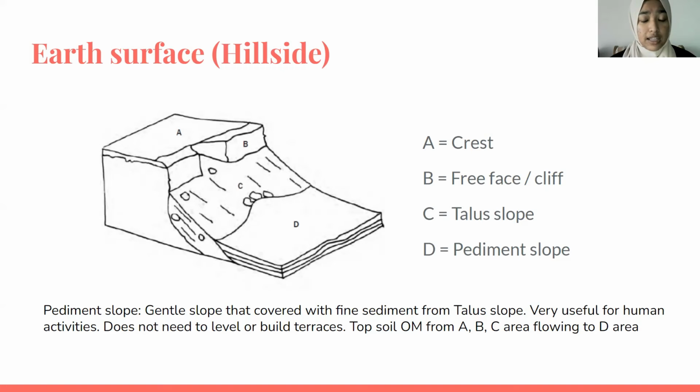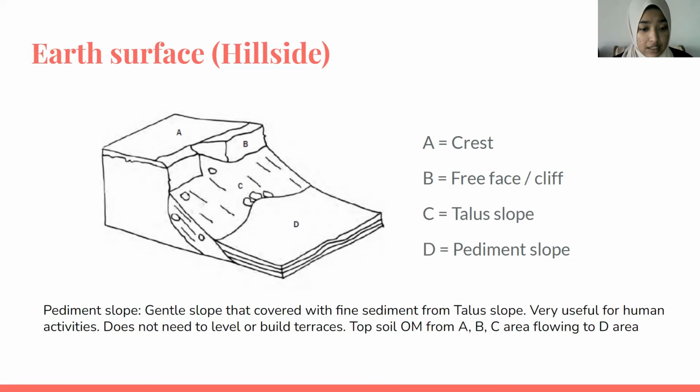There are several types of slope. First is crest, second is free face or cliff, third is talus slope, fourth is pediment slope, which is the lowest slope. And from this, our group has decided to choose the pediment slope area. The pediment slope area has a gentle slope covered with fine sediment from the talus slope. It is very useful for human activities.